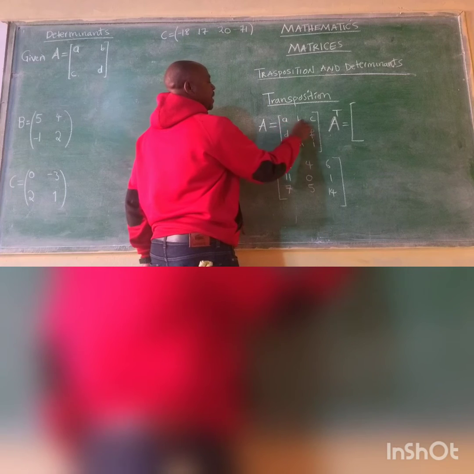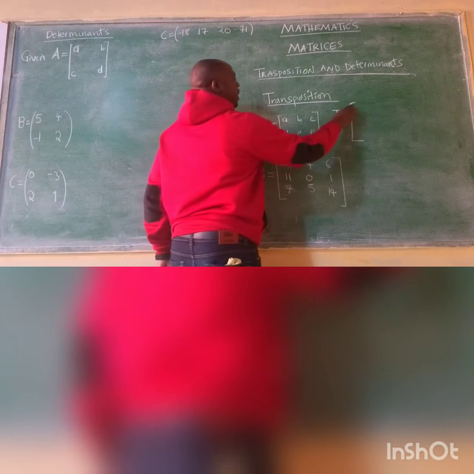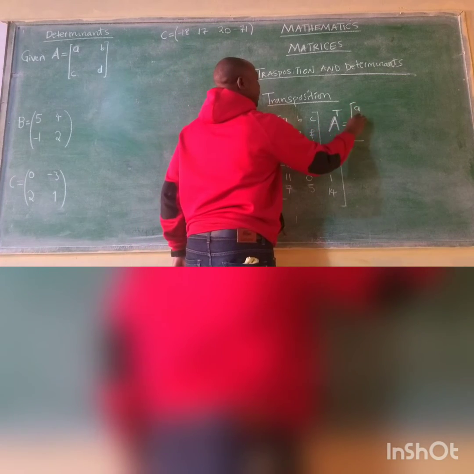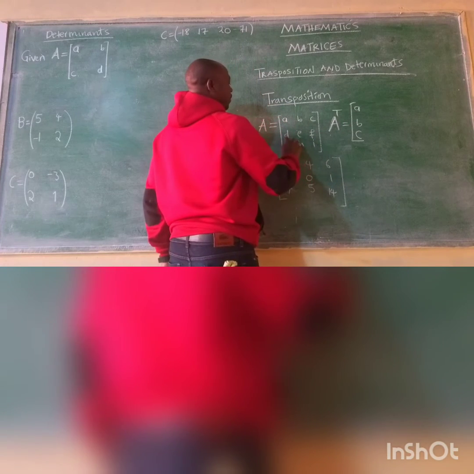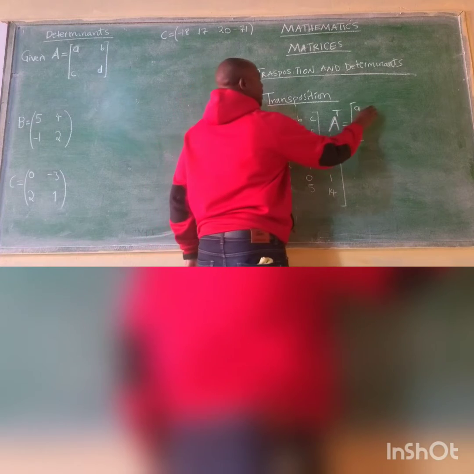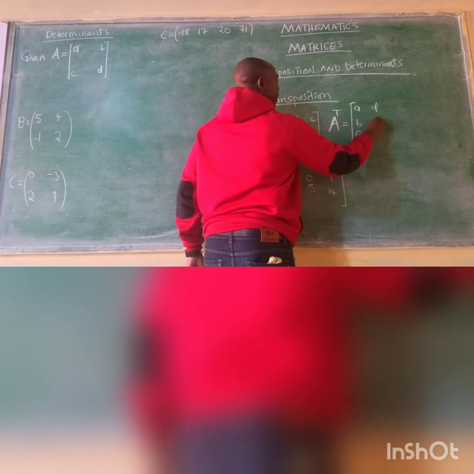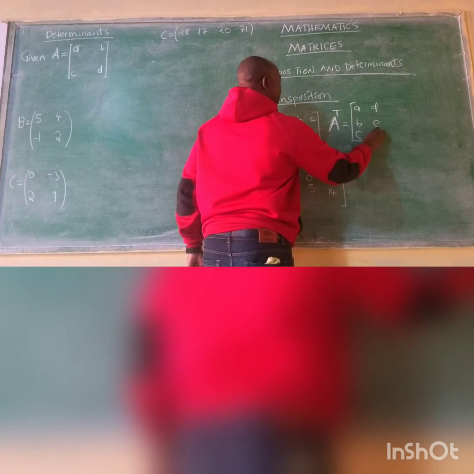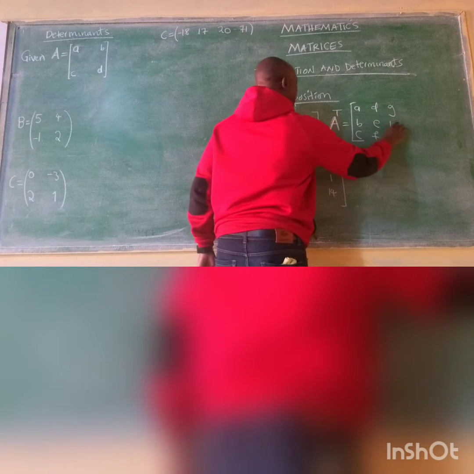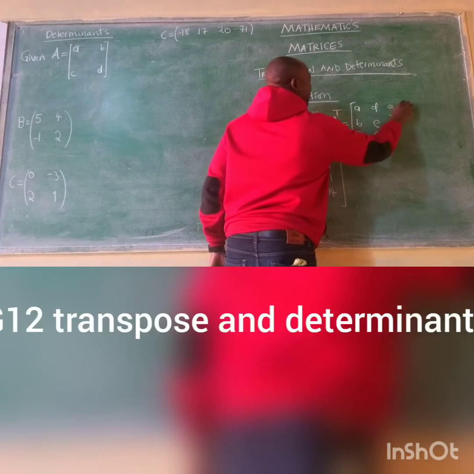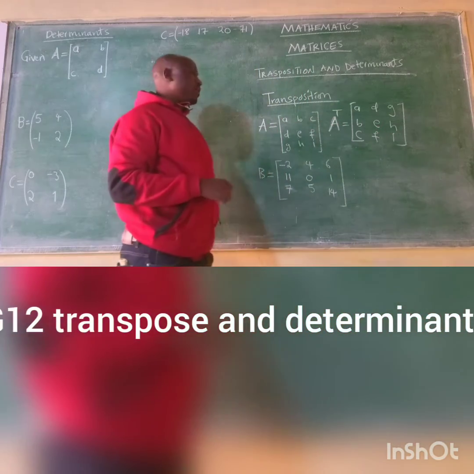Like A, B, C is a row, we make it a column. We write just coming down A, B, C. Then we have D, E, F. This will be written as D, E, F. The last one is G, H, and I. So that's it, we have transposed the matrix.